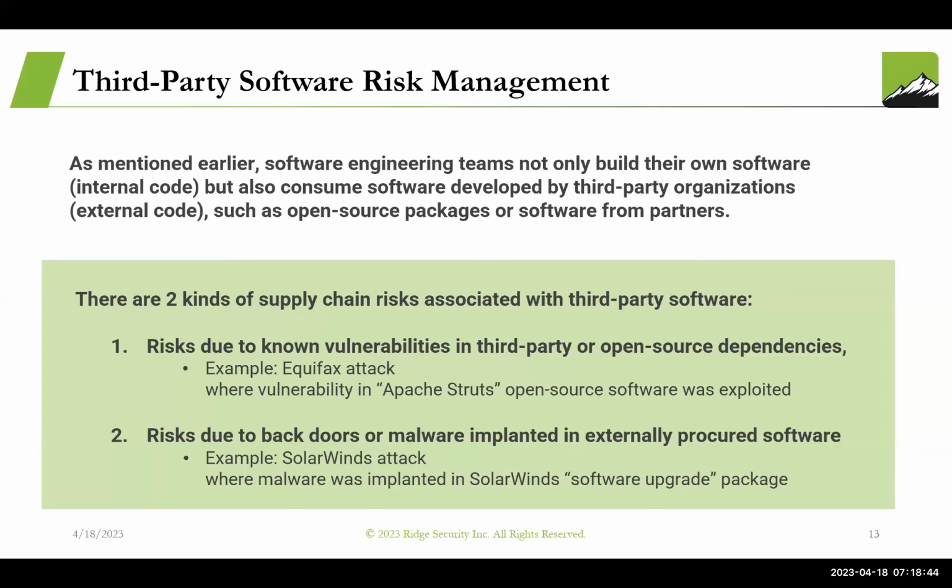The third-party software supply chain risks fall into two different categories. The first category refers to the risks that are a result of a known vulnerability in an open source dependency. For example, the RCE vulnerability, the remote code execution vulnerability in Apache Struts2, was taken advantage of by the Equifax attackers. The second category is risks as a result of backdoors that are implanted in the externally procured software, such as the SolarWinds attack that we talked about.